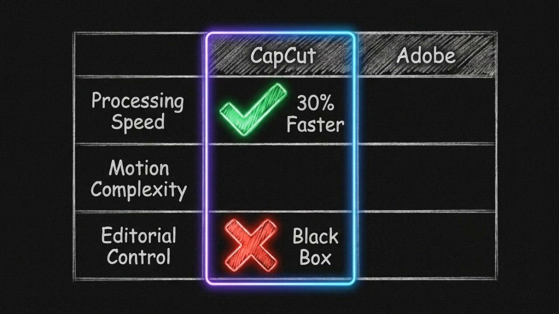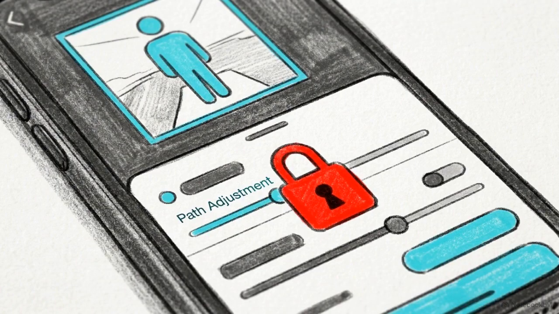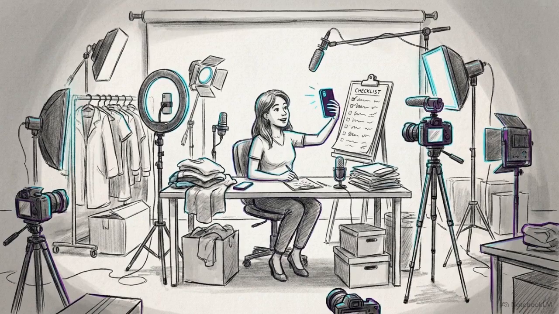You have limited visibility into how the AI calculates motion. If the algorithm loses the subject or jitters, you don't have the tools to jump in and refine the path it created. CapCut prioritizes speed over control, which makes it the logical choice for high-volume creators who prioritize quantity.